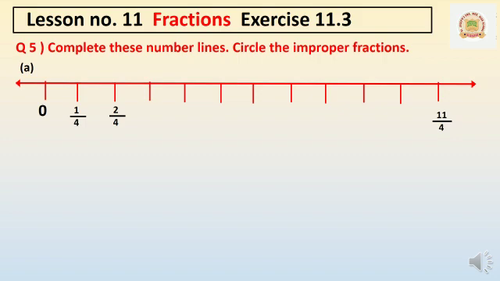What are the fractions not there? We have to write that. That is 3 by 4, 4 by 4, 5 by 4, 6 by 4, 7 by 4, 8 by 4, 9 by 4, 10 by 4, 11 by 4. Now circle the improper fractions. Improper fraction means either the numerator is equal to the denominator or greater than the denominator. That is called an improper fraction.